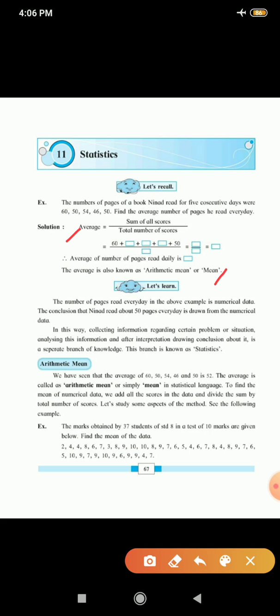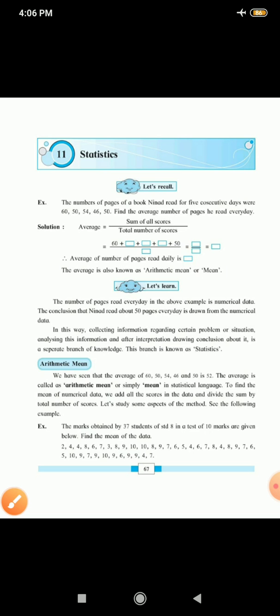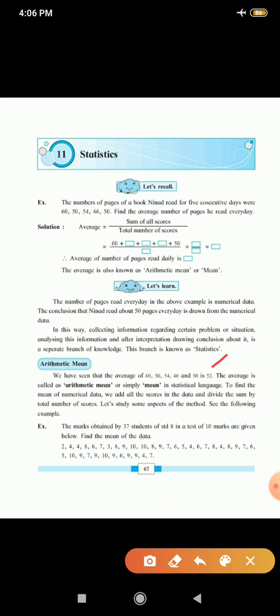Now let's learn. The number of pages read every day in the above example is numerical data. The conclusion that Ninad read about 50 pages every day is drawn from the numerical data. In this way, collecting information regarding certain problem or situation, analyzing this information, and after interpretation, drawing conclusions about it is a separate branch of knowledge. This branch is called as statistics. So, you can put a bracket for this definition.